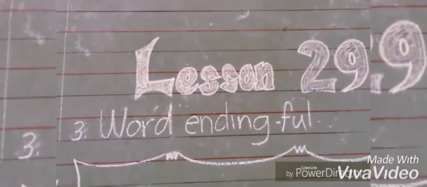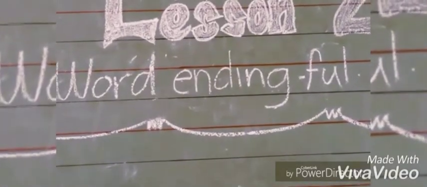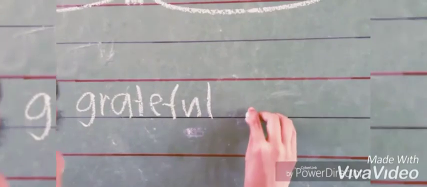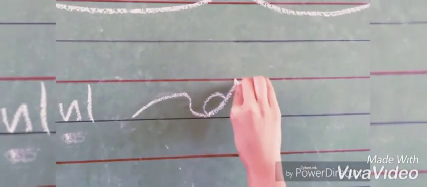I will be discussing principle number 3, the word ending full, which is represented by L. The word grateful is represented by G, R, A, T, and the word ending F.